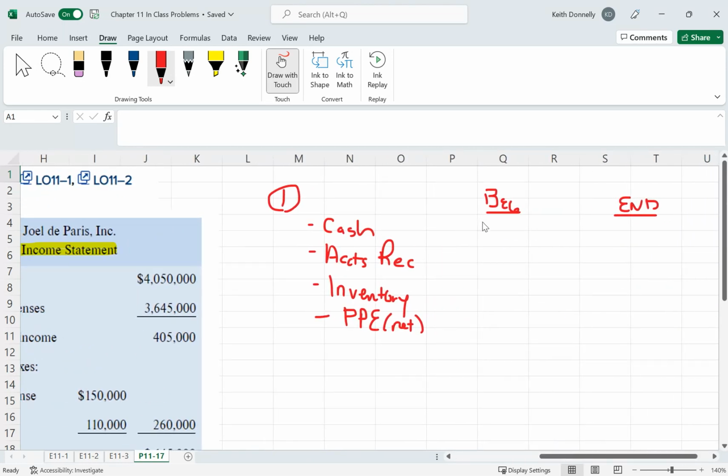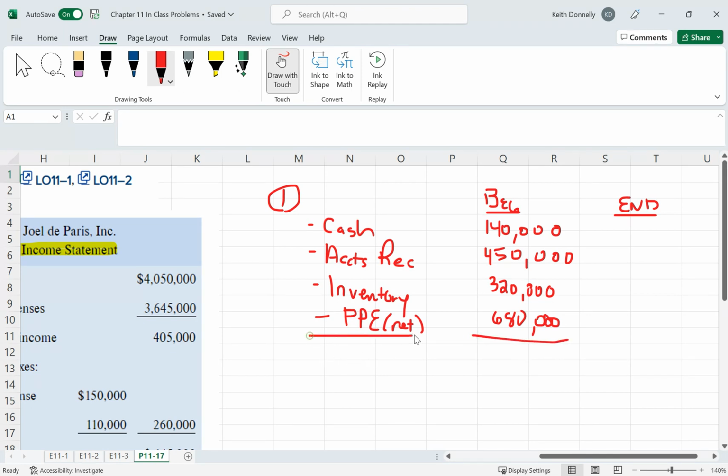right? So cash, looks like our beginning was 140,000. Our accounts receivable, we had beginning of 450,000. Our inventory was 320,000. And our PP&E was 680,000.